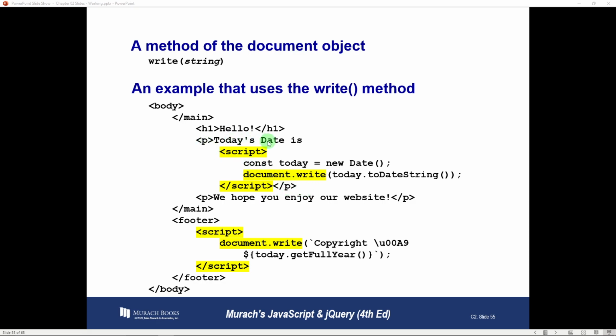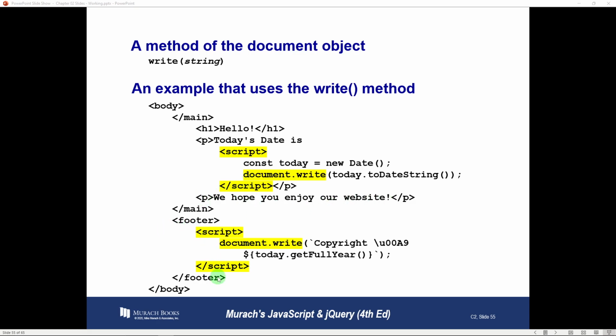So it's going to say today's date is, and then this JavaScript is going to put whatever date it is on the computer that the person reading it is working on. So if it's July 4th when I open this website, it's going to say today's date is July 4th. And if I open it tomorrow, it'll say today's date is July 5th. We get some interaction going on. We hope you enjoy our website.